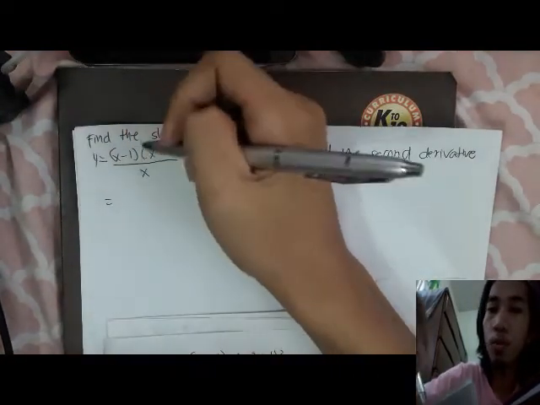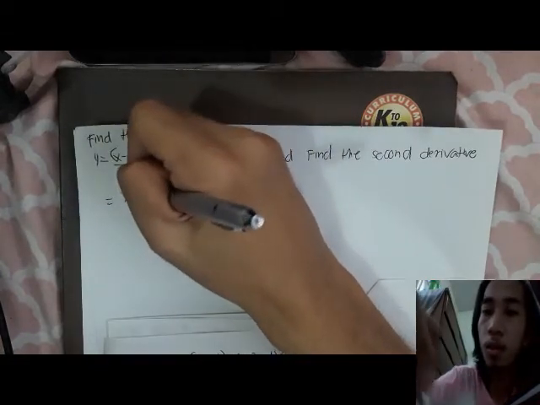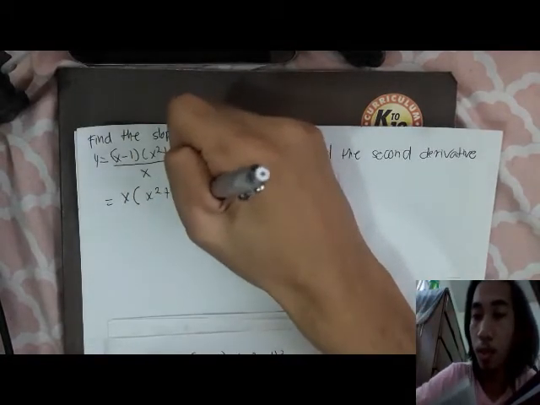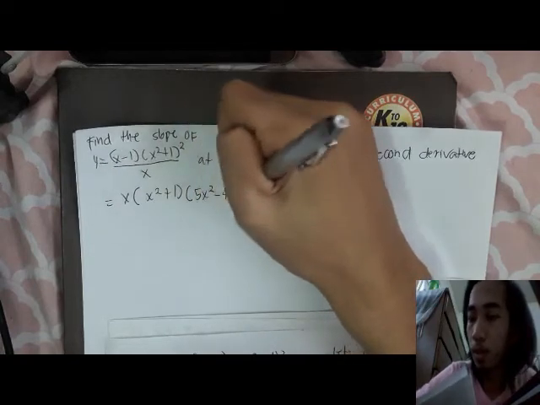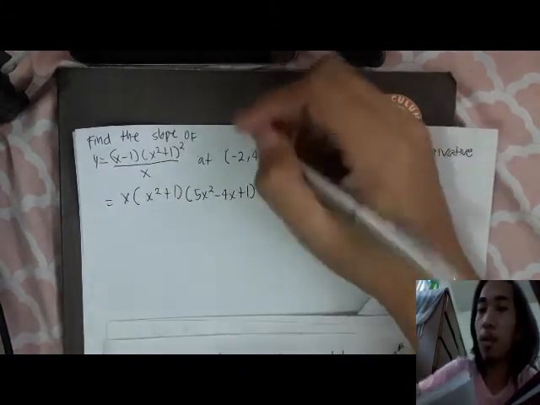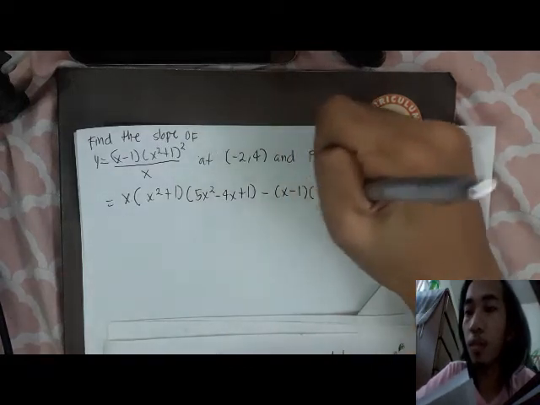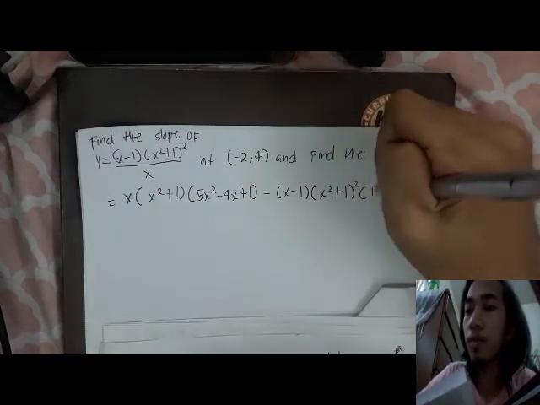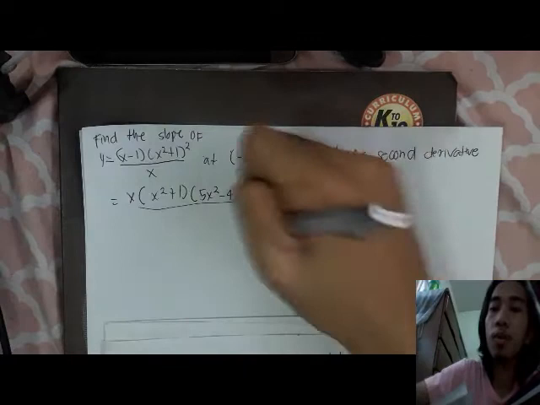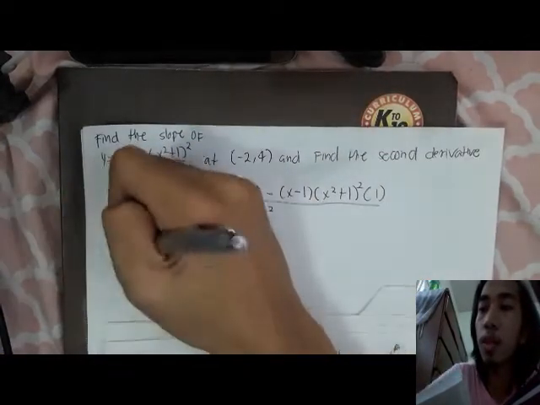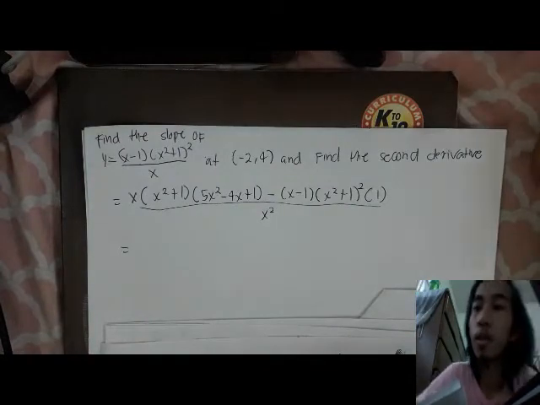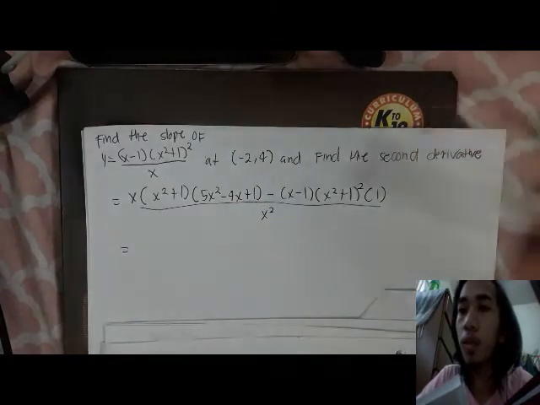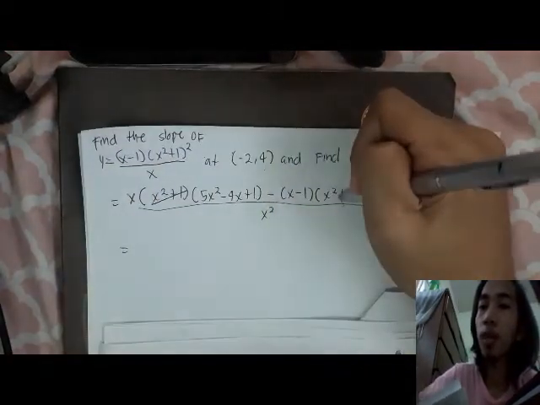So, quotient rule, which is g, x, times the derivative of f, which is x squared plus 1 times 5x squared minus 4x plus 1, minus f, which is x minus 1 times x squared plus 1 squared, times the derivative of g, which is 1. So, over g squared, which is x squared. So, titingnan natin kung may factor ba tayo dito sa dalawa. So, meron tayong factor na x squared plus 1.